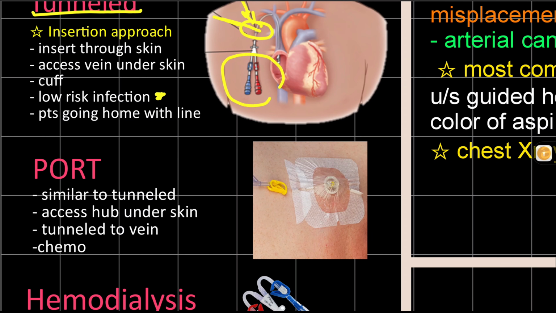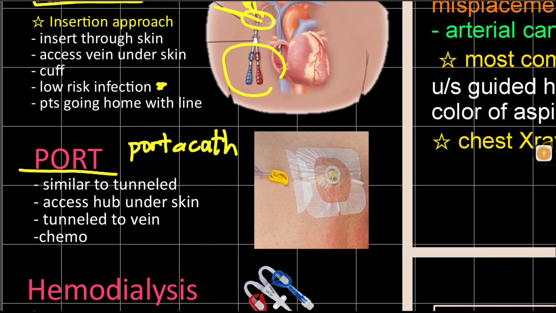Now, the next one is your port. Have you seen a port, or what we call this in practice, portacat? Portacat catheter. I've seen this one for chemotherapy patients. This is very similar to your tunneled line. I want you to understand that portacat is normally this device alone, this single one, not including this one.